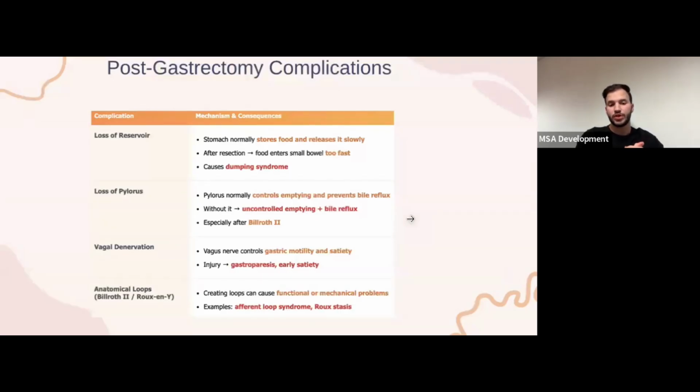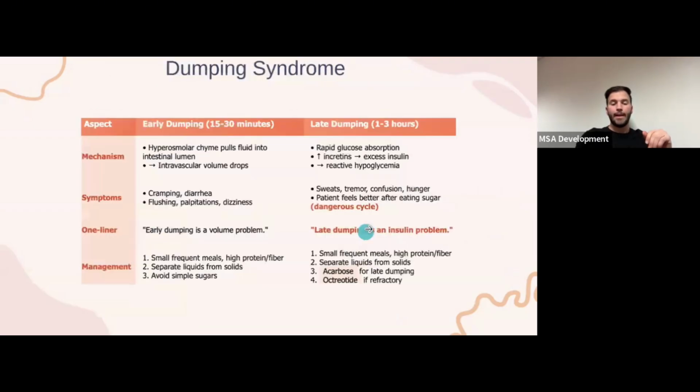We have vagal denervation; the vagal nerve controls gastric motility and satiety. If we have injury to it, we may have gastroparesis and early satiety. For the anatomical loops, creating loops can cause functional or mechanical problems. For example, in Billroth 2 or Roux-en-Y, we do have loops, and this may cause afferent loop syndrome or Roux stasis. Also, we're going to mention it in a bit.